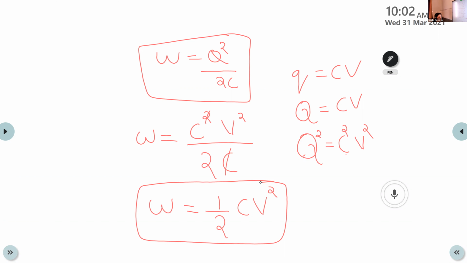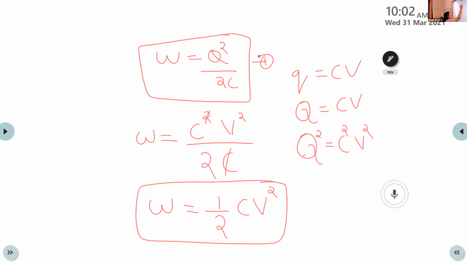Is it clear? Yes, ma'am. So this is the basic equation for work done by the capacitor, to store the electrical energy in a capacitor. W is equal to Q square by 2C.